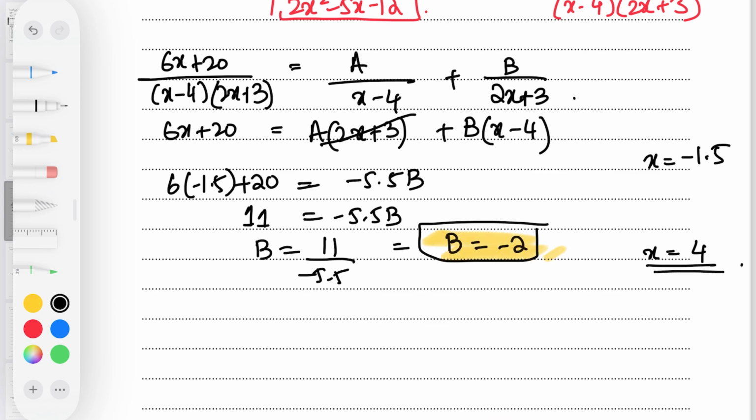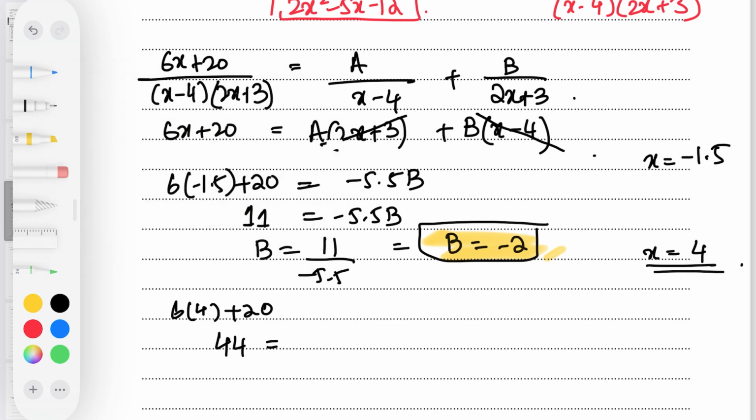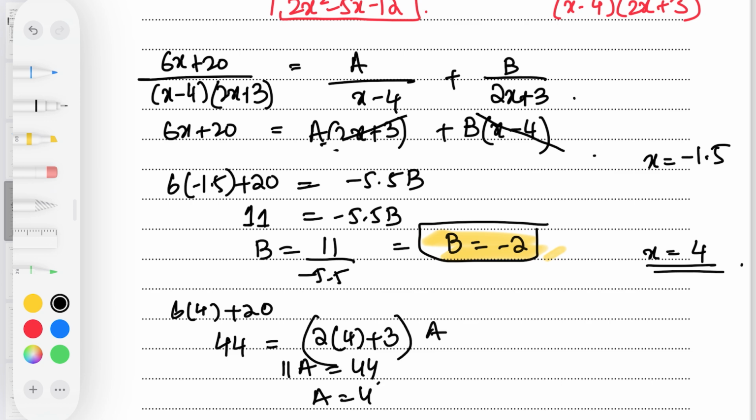For that I suppose x will be 4. 4 is equal to 4 minus 4, this cancels out. So for this one, what will we do? This is going to be 2 times 4 plus 3, so it's 11a. a is equal to 4. This is my second value.